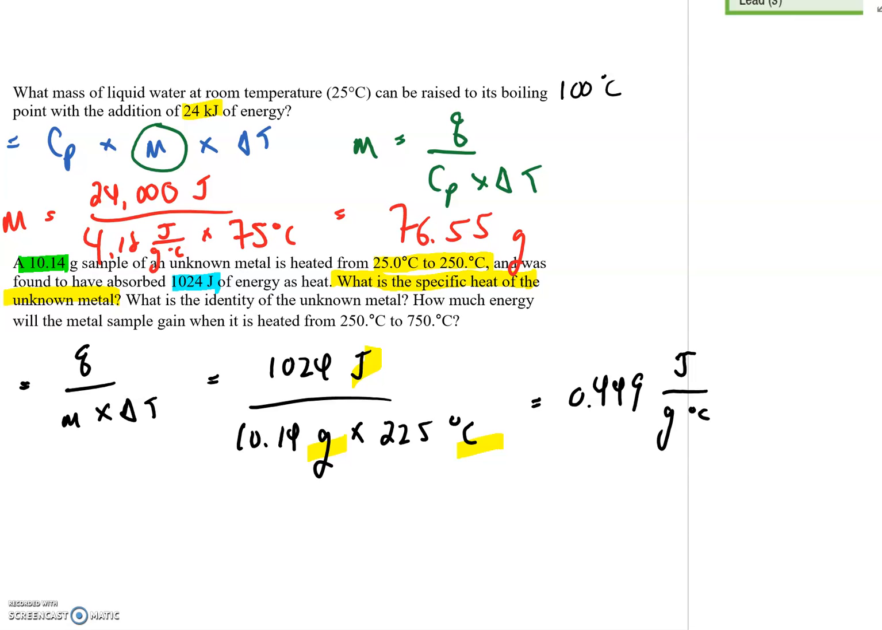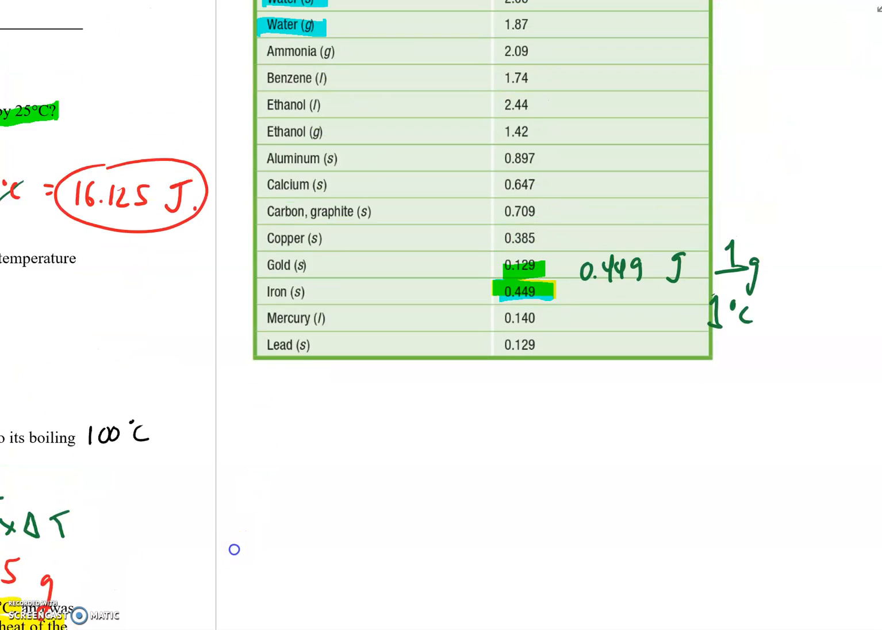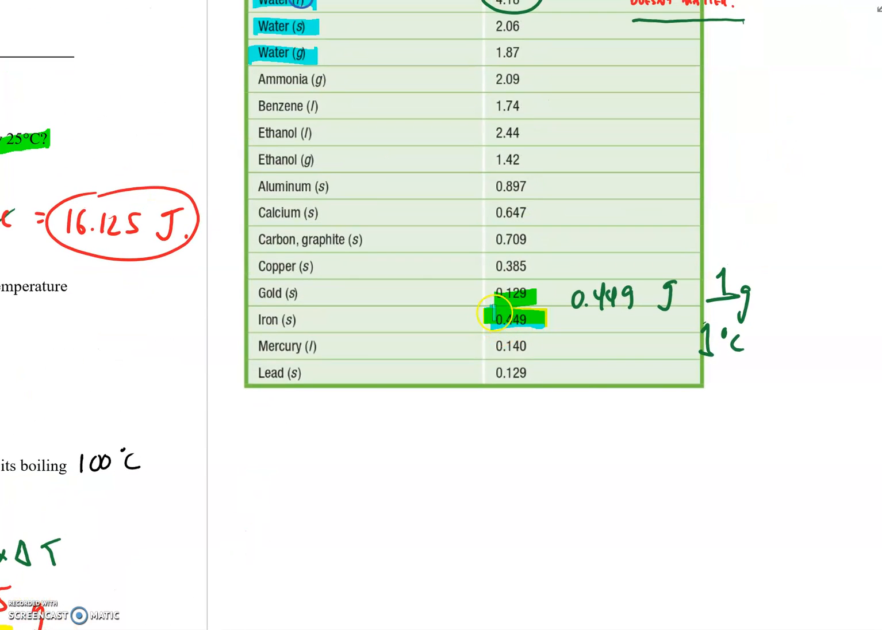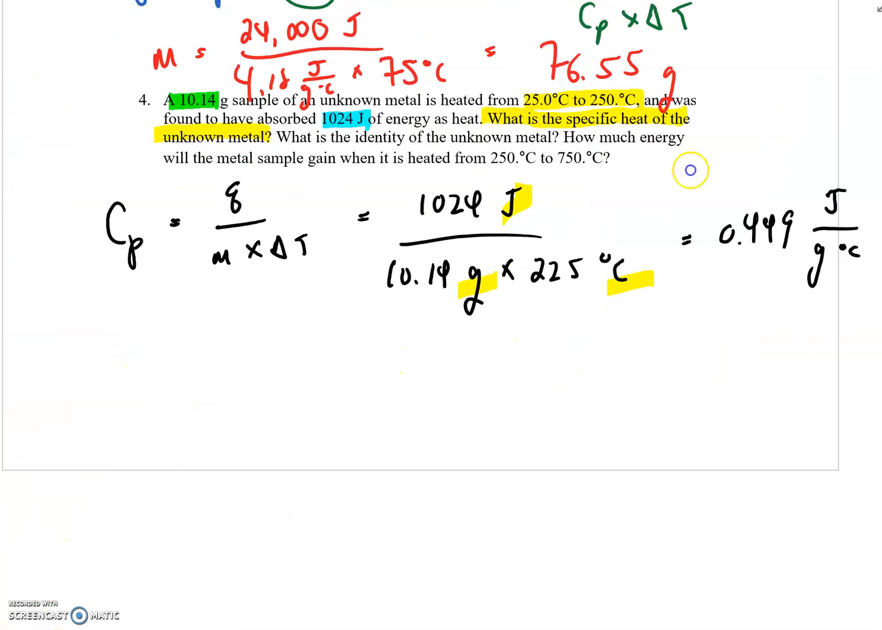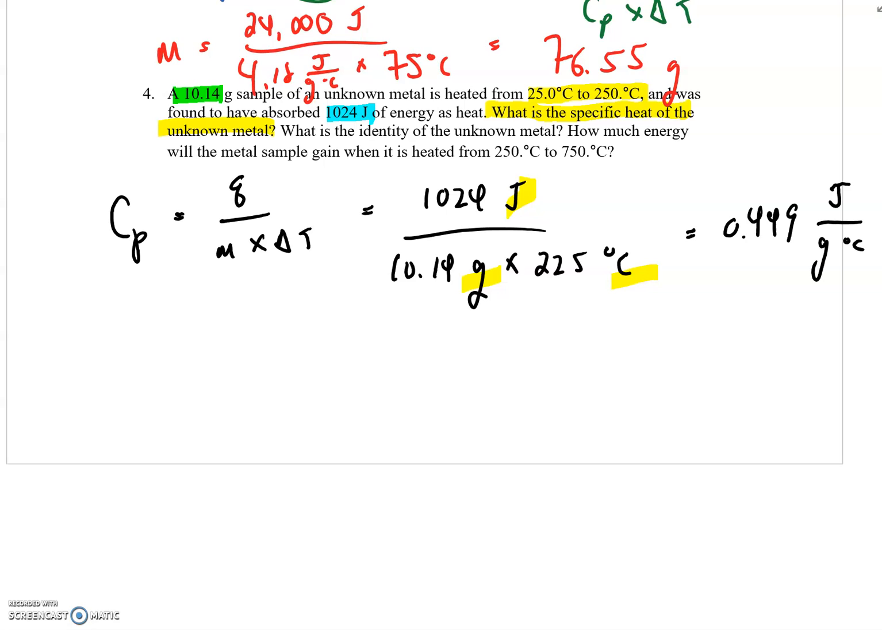All we have to do now is find a metal in our table that has a specific heat of 0.449, and right there, good old iron. All right, so we know the identity. We know that this is iron. Let's do the last part.